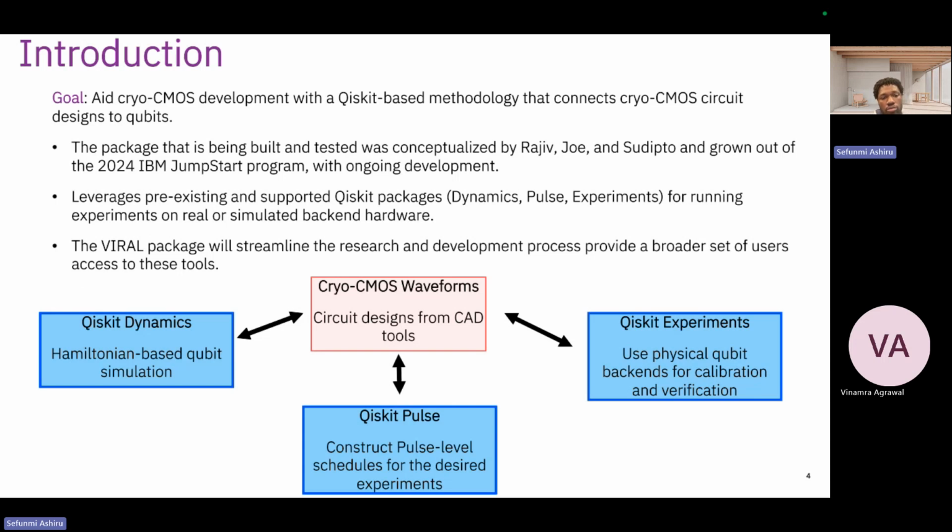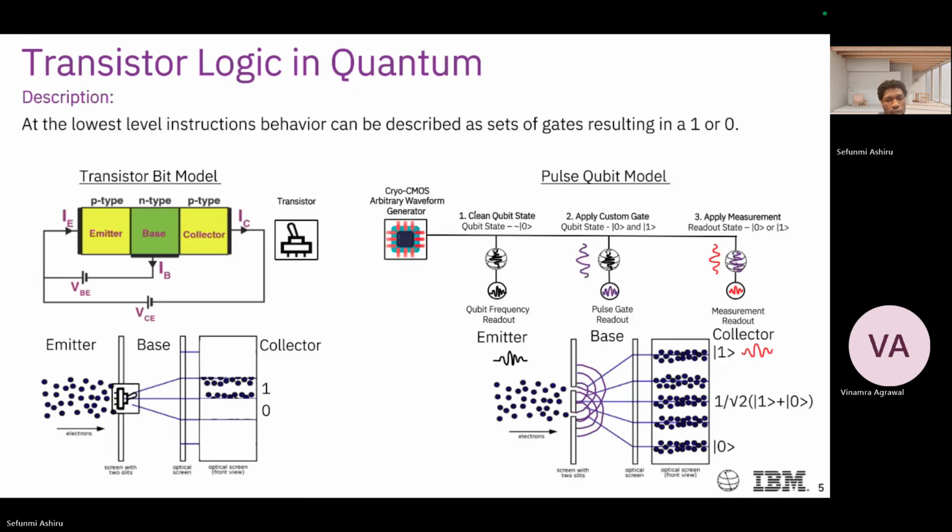The goal was to leverage pre-existing Qiskit packages, technologies, and tools to speed up the process of developing a cryo-CMOS waveform that can aid in quantum computing. Cool. And the package is just streamlining this research. So where does this cryo-CMOS arbitrary waveform generator even come into place, and how can we relate it to what we're used to in classical computing?